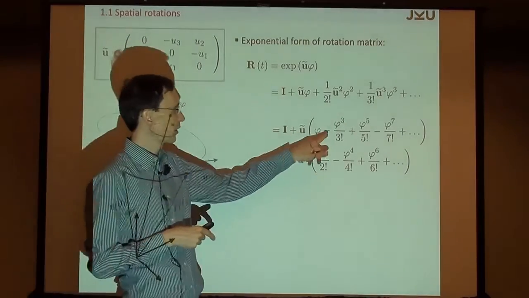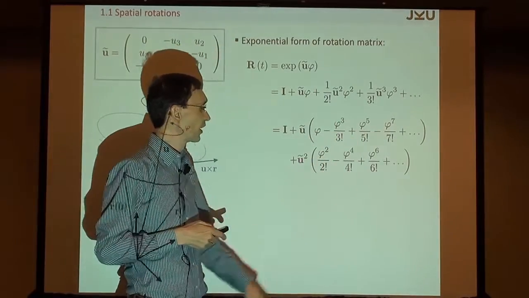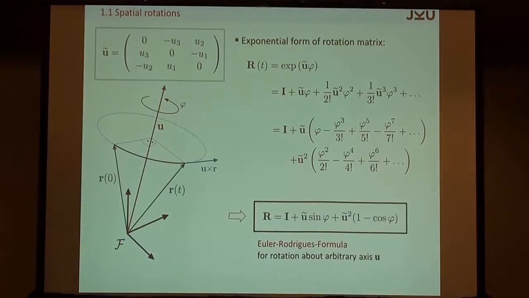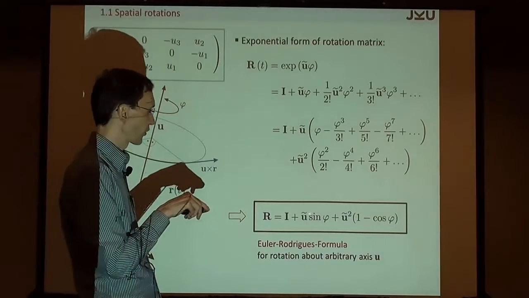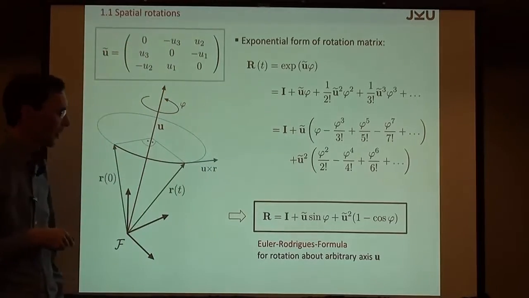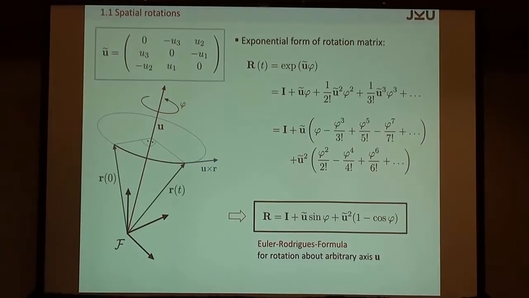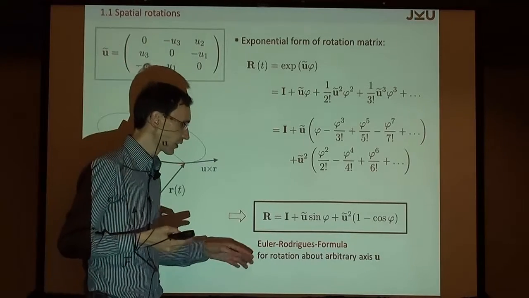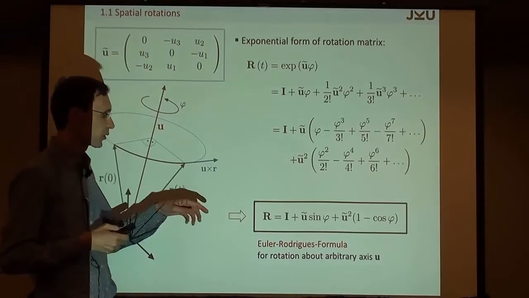So that means we have only the odd powers, and this is the even powers. And essentially, if you look, be careful, this is actually 1 minus cosine, and this is sine, and then we have this formula. This is known as the Euler-Rodriguez formula. Okay, this is nice. So why did I actually spend so much time on explaining it?